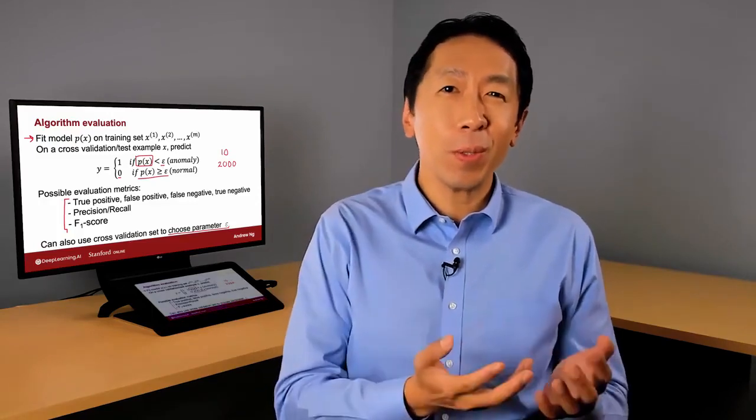Now, this does raise a question. If you have a few labeled examples, should you still be using an unsupervised learning algorithm? Why not take those labeled examples and use a supervised learning algorithm instead? In the next video, let's take a look at a comparison between anomaly detection and supervised learning and when you might prefer one over the other. Let's go on to the next video.